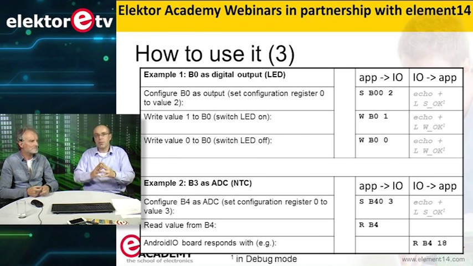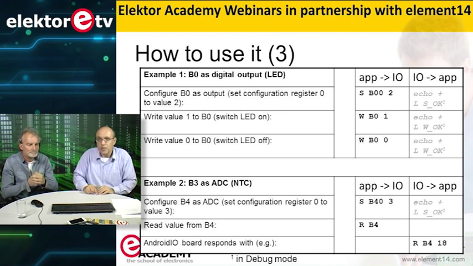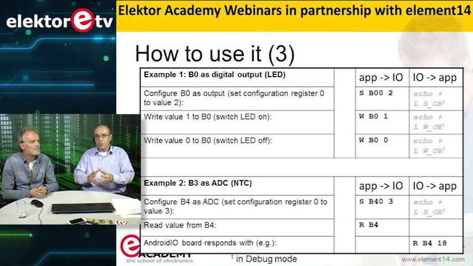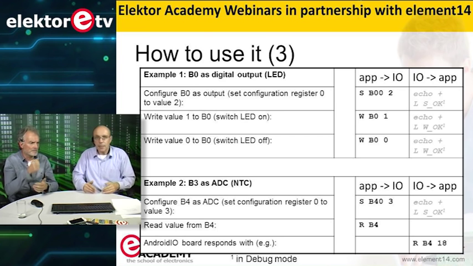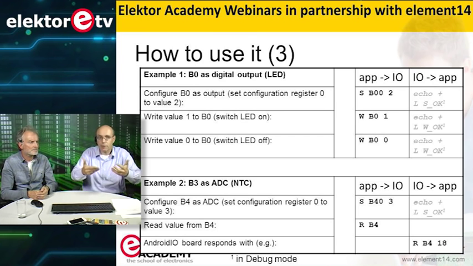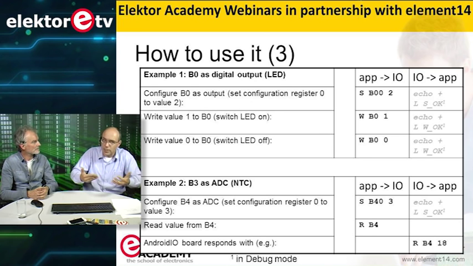The first example is on top of the slide. On pin B0 on the board, the first LED is connected. Let's make it digital I/O and put it on and put it off. First you write from the app to the I/O, as you see on the slide: S, which is set configuration, B00, value 2. You have to know, and that's in the table, that value 2 means put it as digital output. So then you configure the whole pin to digital output.